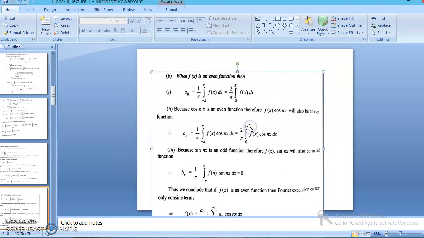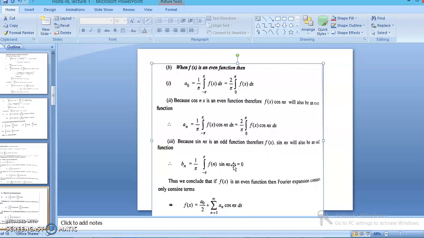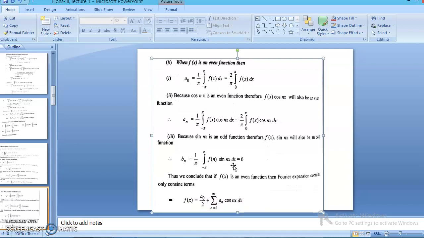As we know that sin nx is an odd function, therefore the function fx sin nx will also be an odd function. So in this case, the value of the second Fourier coefficient is equal to 0. So in the case of even function, the Fourier series contains only cosine terms.